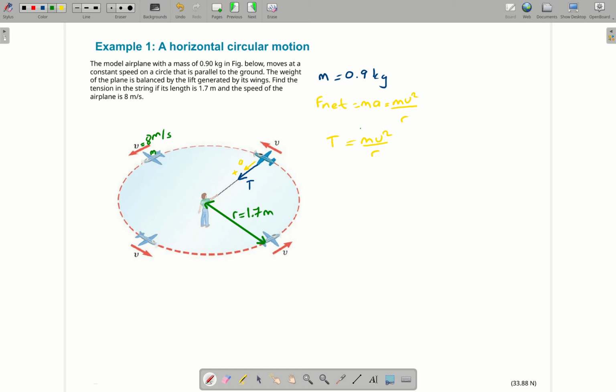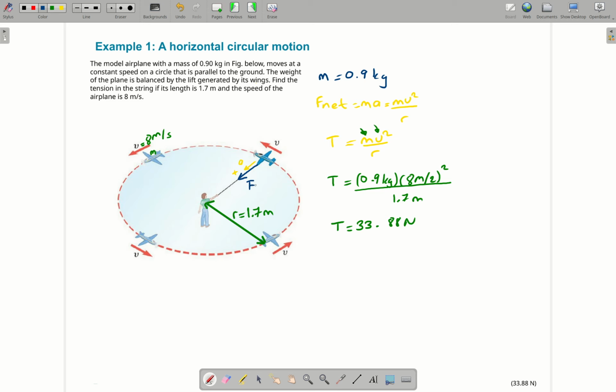What is the tension? All we have to do now is input these values. So the tension will be 0.9 kilograms times 8 meters per second, squared, divided by r, which is 1.7 meters. And that should give us a tension of 33.88 Newtons.